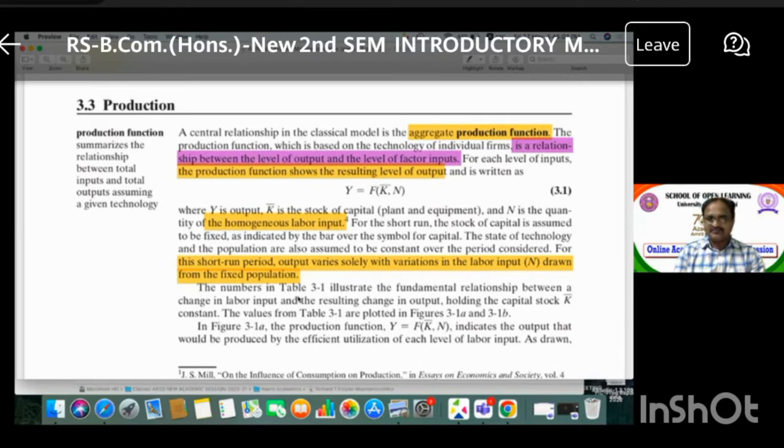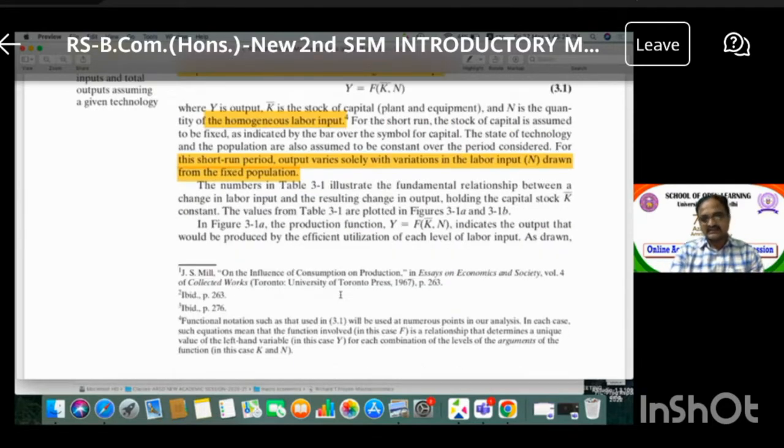homogeneous labor. So the classical theory is the short run theory. The output varies slowly with variation in the labor input drawn from the fixed population. According to the population, the output changes with the change in the level of the labor inputs. So here you can discuss this. There is a table, 3.1, right?